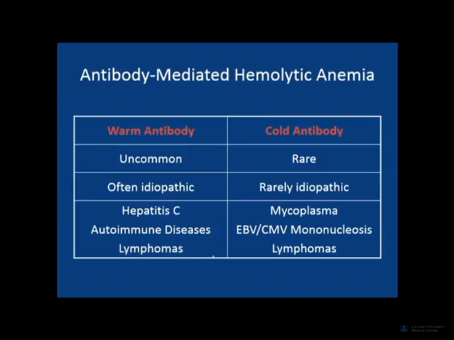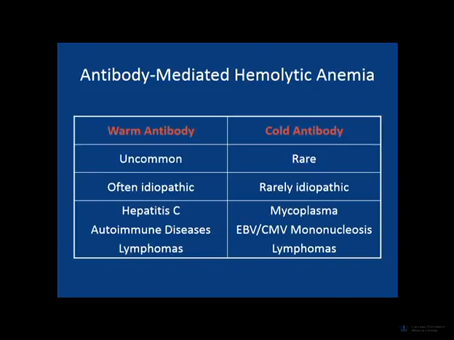Warm antibody hemolytic anemia is 99% of what we see, maybe more than that. Cold antibody is rare. We had a case of it recently. We knew we had it. It took the blood bank 2 or 3 weeks to be able to figure it out because it's rare and difficult to diagnose. So the majority of what you're going to see in your careers is going to be warm antibody. Warm antibody is often idiopathic, which means we can't figure out where it came from.